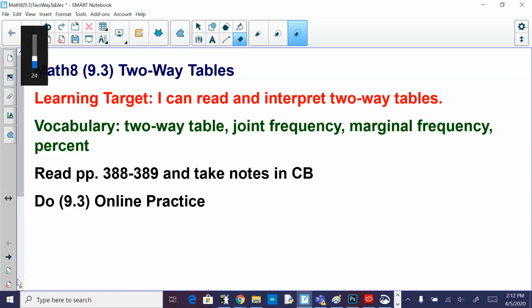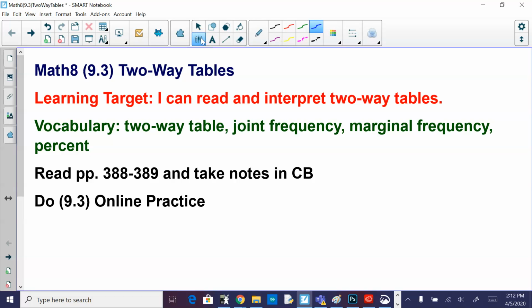Hi, this is a screencast for Math 8, Lesson 9.3, Two-Way Tables. Our learning target is I can read and interpret two-way tables. Our vocabulary includes two-way table. We're going to talk about joint frequency, marginal frequency, and we're going to review the idea of percent. Please read pages 388 to 389, take notes in your comp book, and then do the online practice for 9.3.